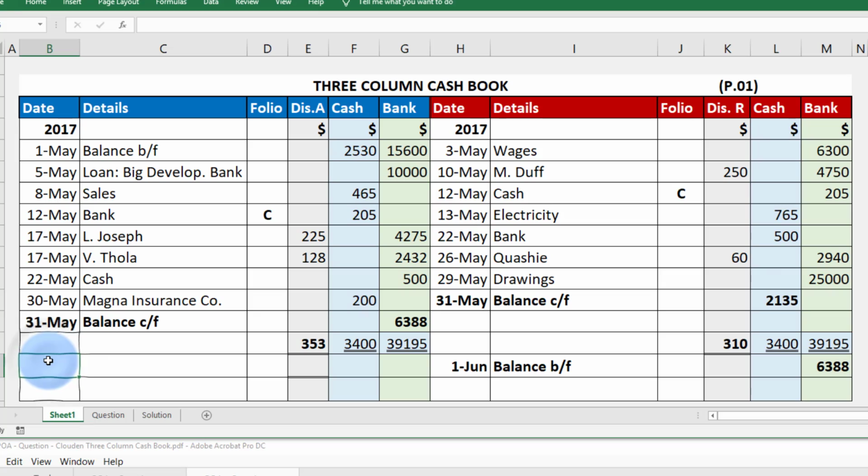And the cash balance, 1st of June, it is equal to 2,135.